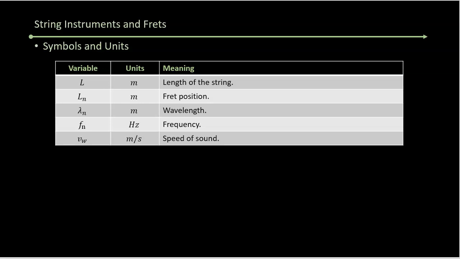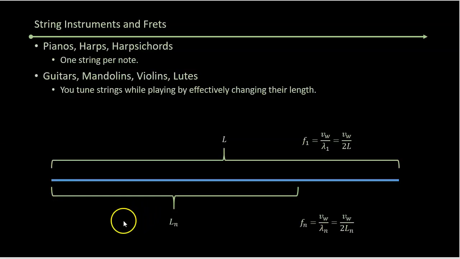So let's think about the different types of string instruments. Pianos, harps, harpsichords, lyres. Those are simple because you're not changing the length of the string. You've got one string per note, and so you design each string and tune each string to the note you're after. But then you've got guitars, mandolins, violins, lutes, and instruments like that.